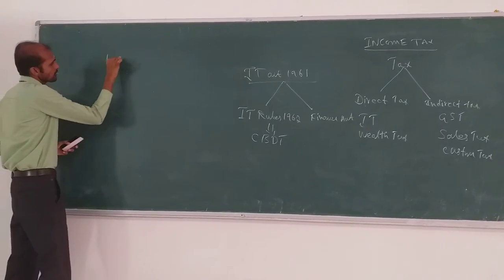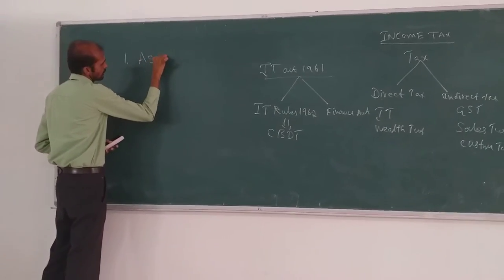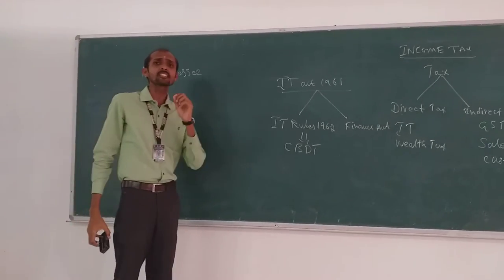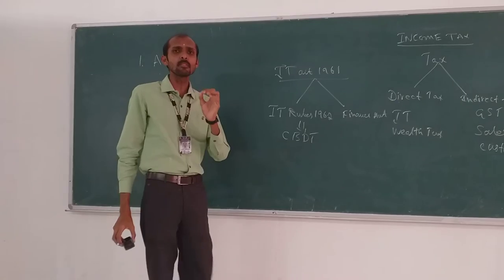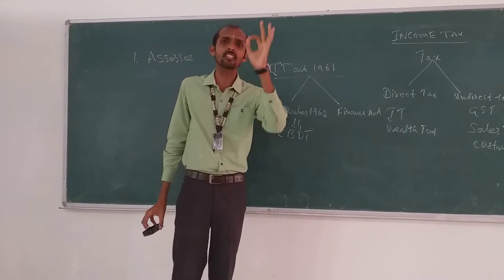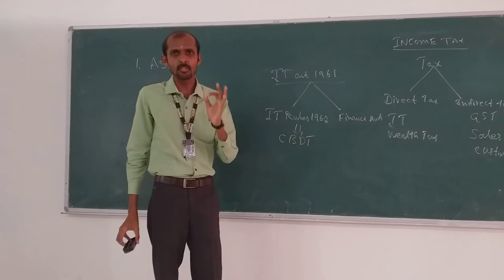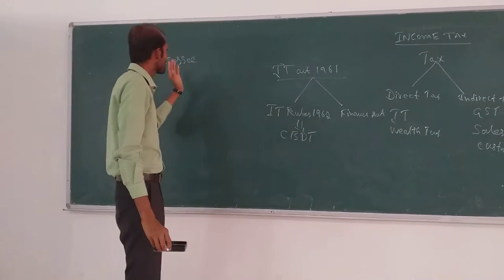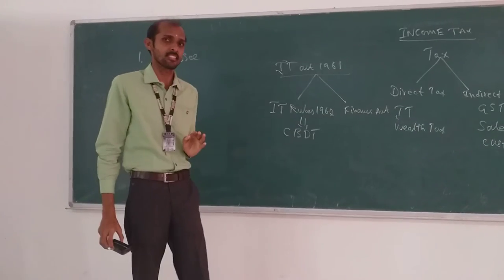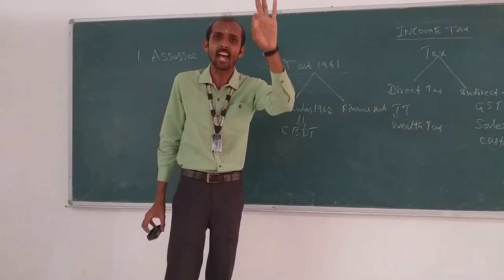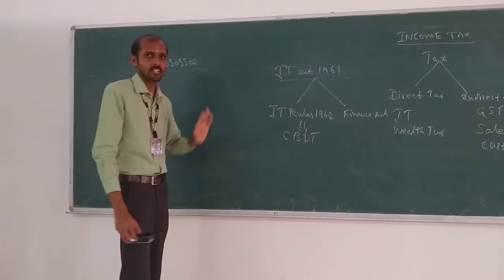The first one, assessee. Who is called assessee? Assessee means a person, one who pays tax. He is called an assessee. In other words, a person whose income is assessed for tax is called an assessee.